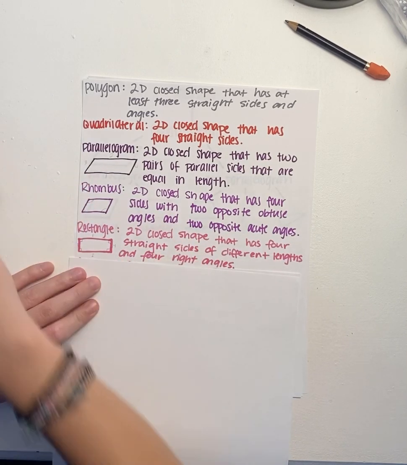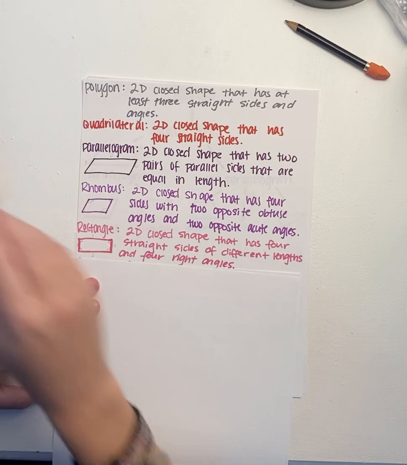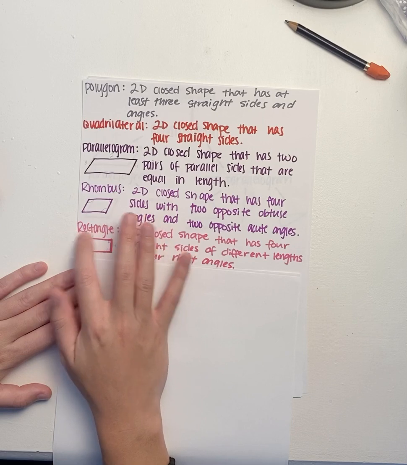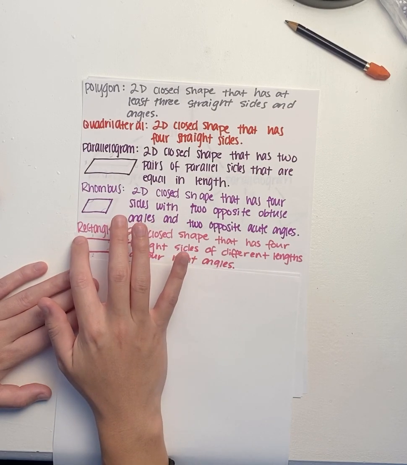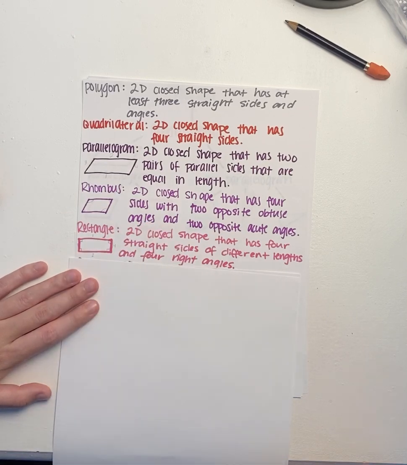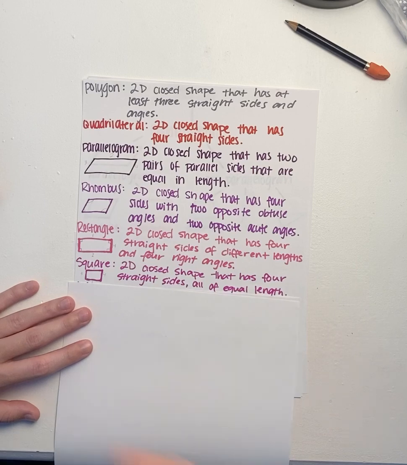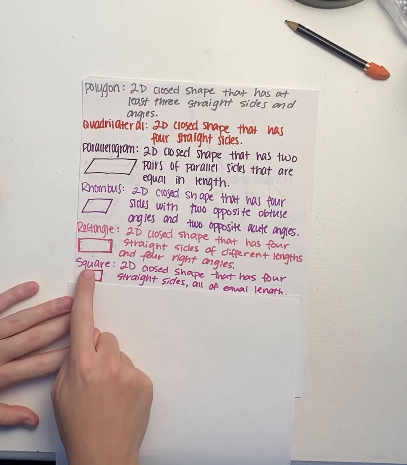A rectangle is a two-dimensional closed shape that has 4 straight sides of different lengths and 4 right angles. So there's 1, 2, 3, 4 straight sides, and each angle, there are 4 angles, are right angles. A square is a two-dimensional closed shape that has 4 straight sides, all of equal length, as you can see in this image.